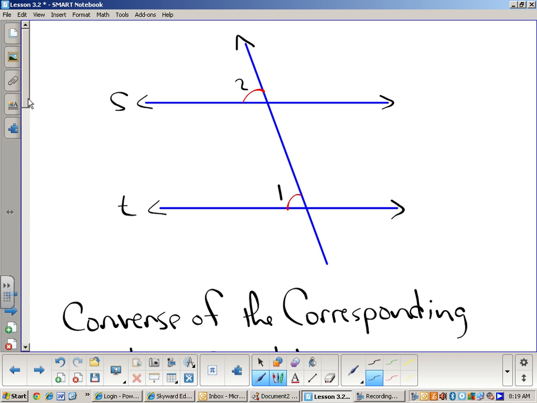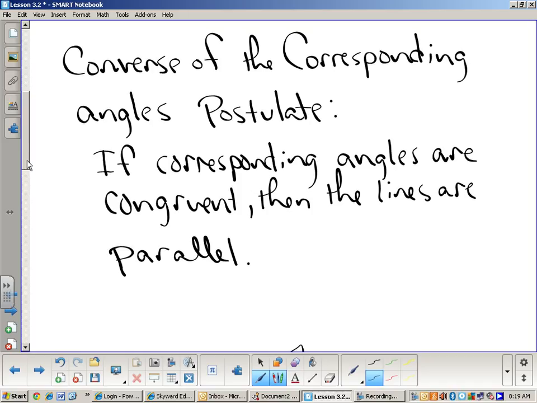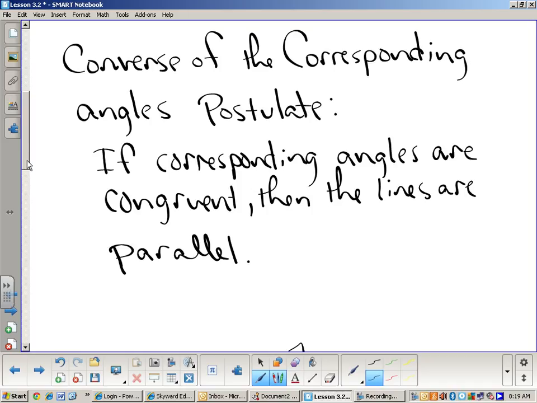We're going to talk about the converse of the corresponding angles postulate. I'll give you a moment to copy that down. All right, just to make sure you read my writing, this says the converse of corresponding angles postulate. If corresponding angles are congruent, then the lines are parallel.